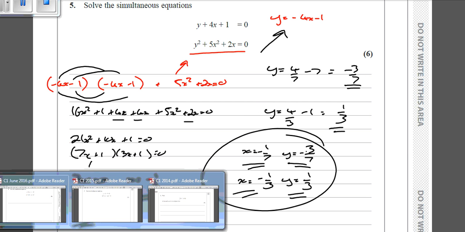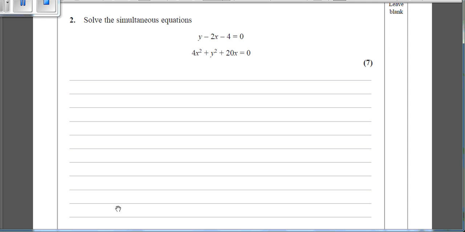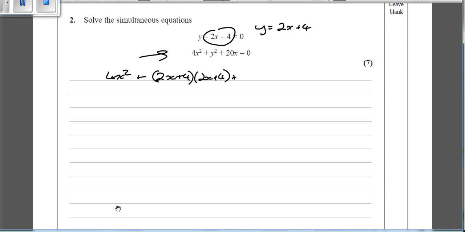So, next question on the 2015 paper was this one. And again, you do exactly the same thing. So you want to get y equals. So we're going to bring these two things over to the other side. So that's going to be plus 2x and then plus 4. You then substitute it into the quadratic function. So it's going to be 4x squared. And remember, instead of y squared, you're going to write the bracket out twice. So plus 2x plus 4, 2x plus 4 plus 20x equals 0.